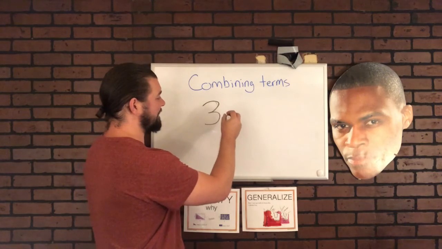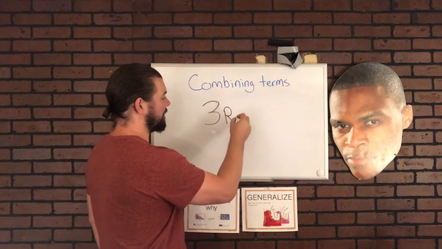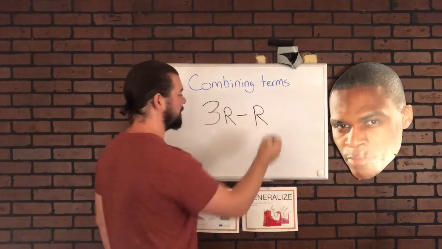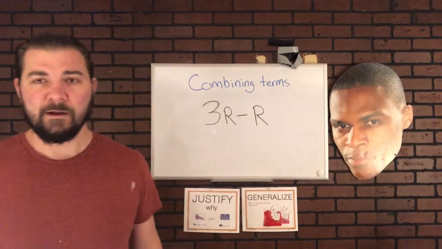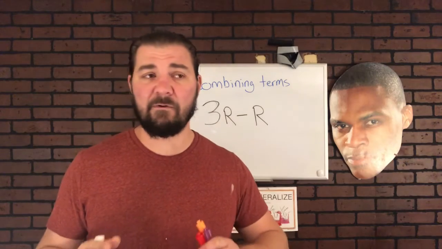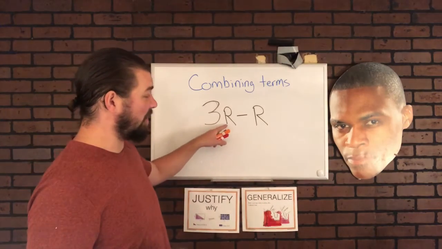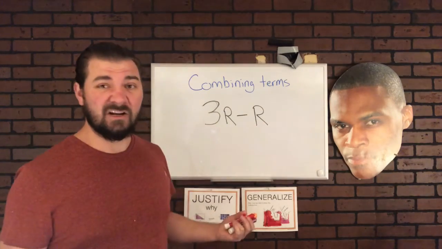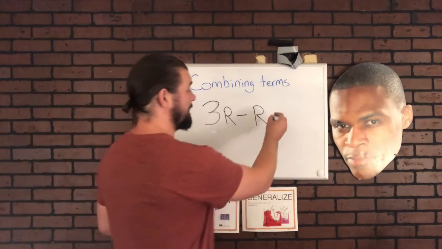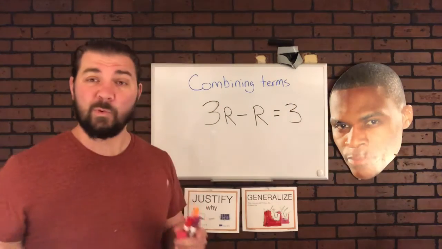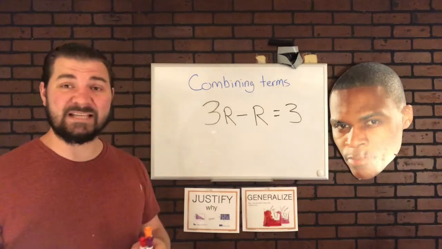All right, let's say I've got something like 3R minus R. Now a lot of our first instincts here are that we have 3 in R and we're taking away R, so the answer should be 3, right?